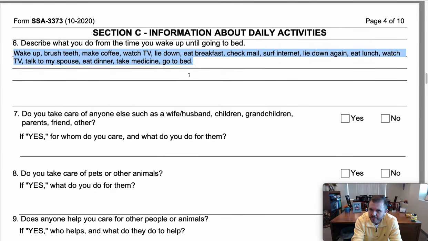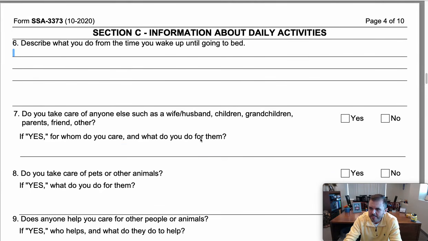Again, don't be specific. Don't tell them what you're watching on TV. Don't tell them how long you're lying down. Don't tell them what you're eating. Just be vague, because these answers may change later on and you don't want to tie yourself into a response. It's sort of like a deposition in the law. You don't want to corner yourself with a response to where you have no wiggle room later to change your testimony if needed. So that's question 6.